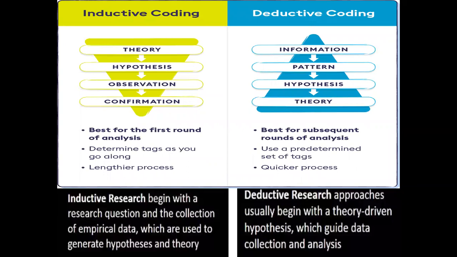Now there is a difference between inductive coding and deductive coding. Inductive coding starts with the theory, hypothesis, observation, and then confirmation, while deductive coding starts with the information, pattern, hypothesis, and theory. Inductive coding is best for the first round of analysis, while deductive coding is best for the subsequent rounds of analysis. Inductive coding determines tags as you go along, while deductive coding uses a predetermined set of tags. Inductive coding is a lengthier process, while deductive coding is a quicker process.